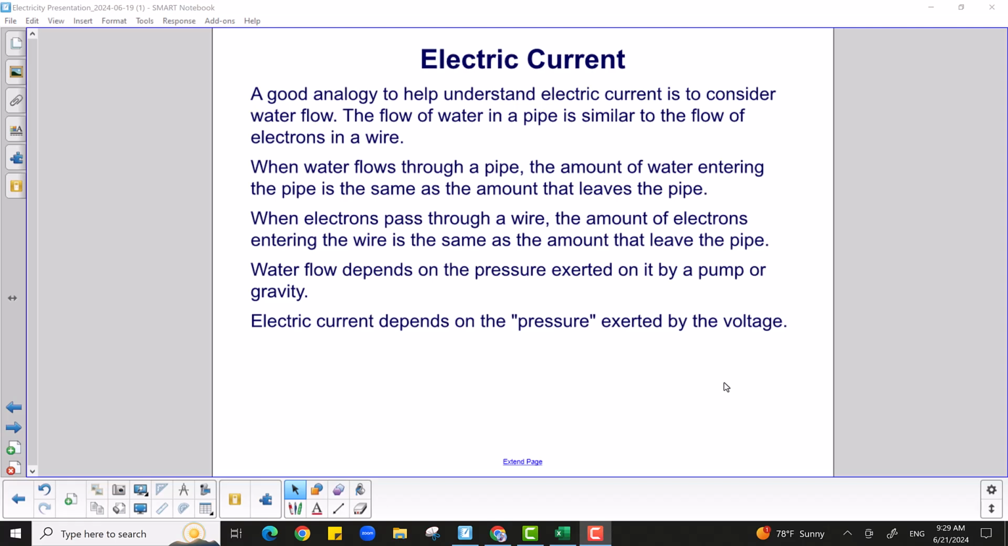Water flow depends on the pressure exerted on it by a pump or gravity. The greater the pressure, the greater the water flow. Electric current depends on the pressure exerted by the voltage. The greater the voltage, the greater the current.